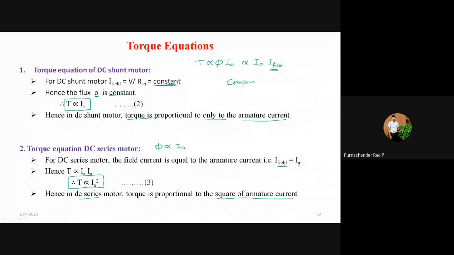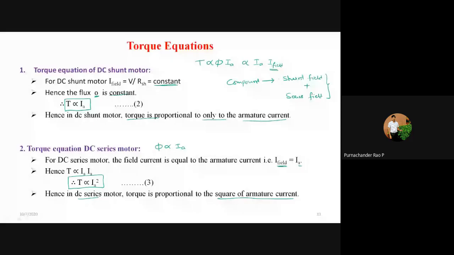A compound motor is nothing but a motor having a shunt field winding plus a series field winding. The torque developed depends on which type of field winding is dominating. In compound machines, we will have that type of characteristics. If the shunt field is dominating, the characteristics of that motor are the same as the shunt field motor.